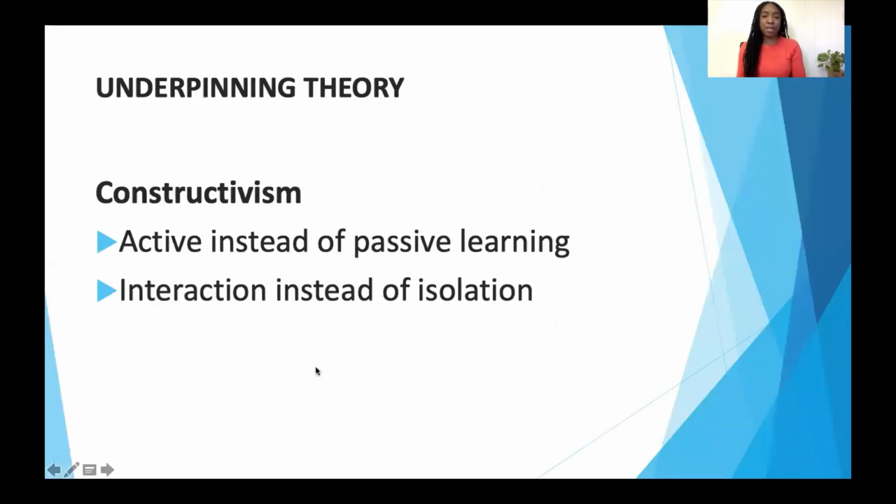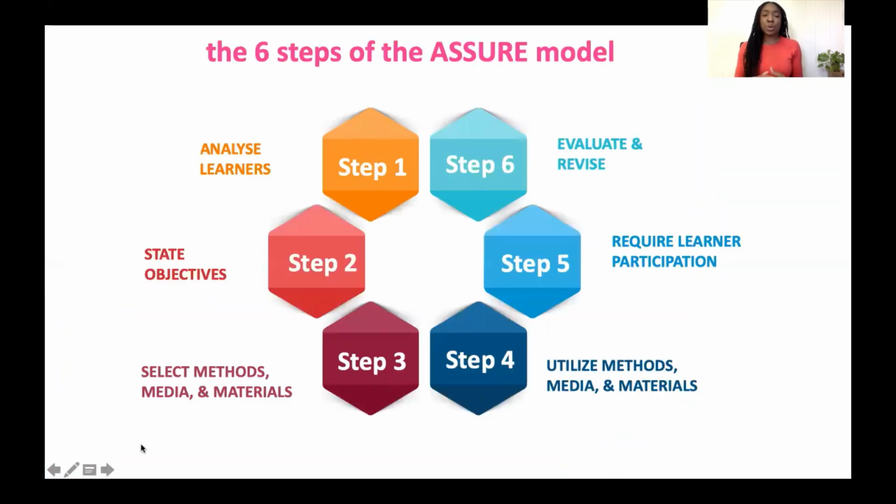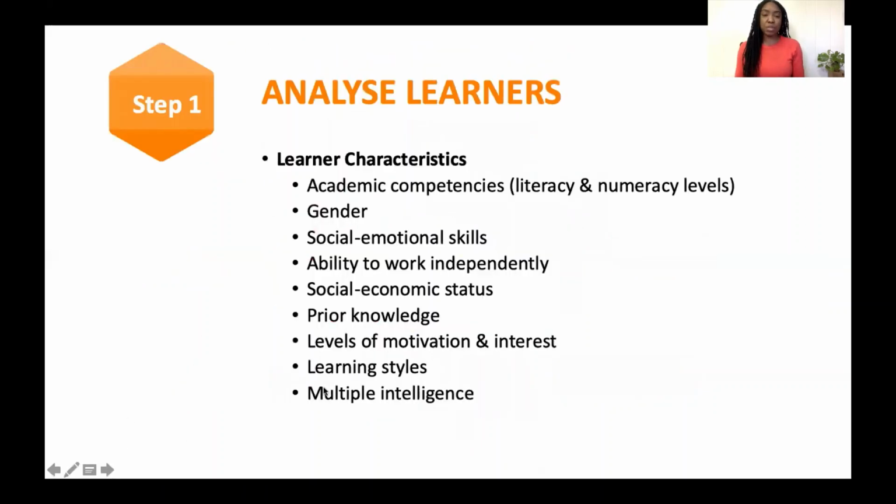The Assure model is built on the constructivism theory, which says that students need to be actively involved in the teaching and learning process and that a lot of interaction should take place. Okay, the Assure model has 6 steps. Analyze learners, state objectives, select methods, media, and materials, utilize that which you have selected, require learner participation, and evaluate and revise. Let's look at what each of these would look like.